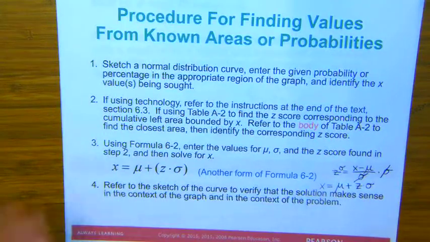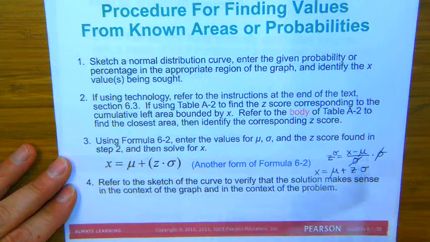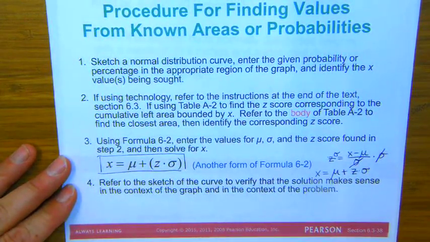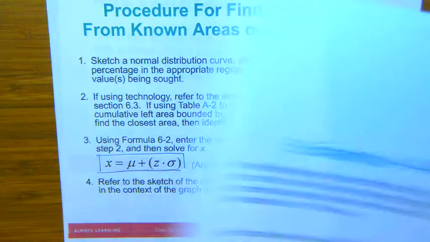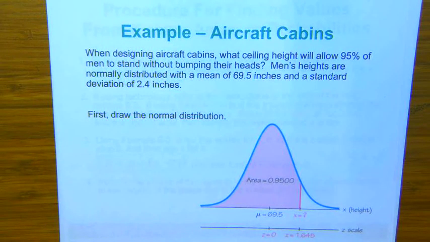So it's just elementary algebra in order to change our original formula to this form over here, where x is equal to mu plus z times sigma. Refer to the sketch of the curve to verify that the solution makes sense in the context of the graph. That's always a good idea to check your answer, make sure that it is a reasonable answer. So let's look at this example over here. This is the example of aircraft cabins.